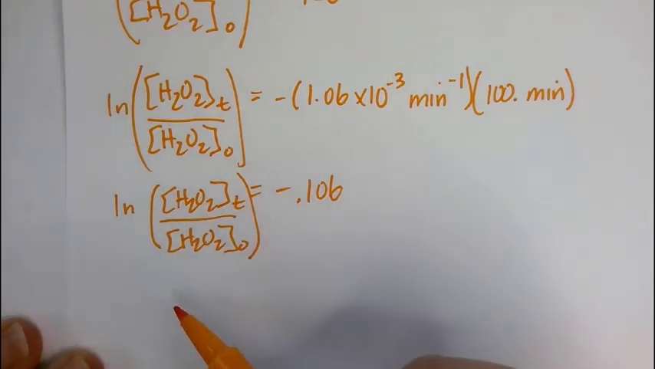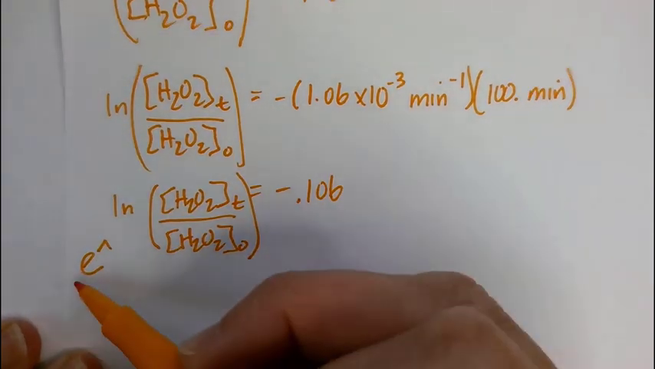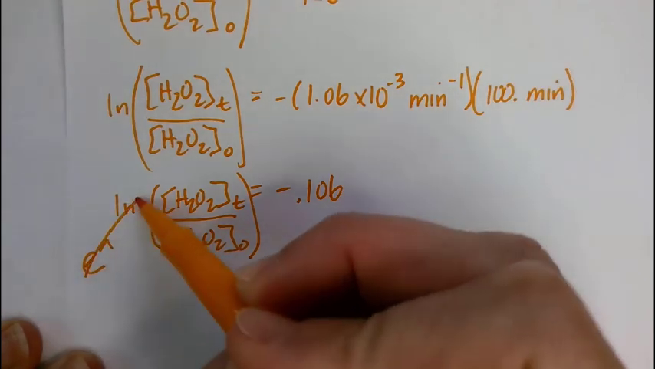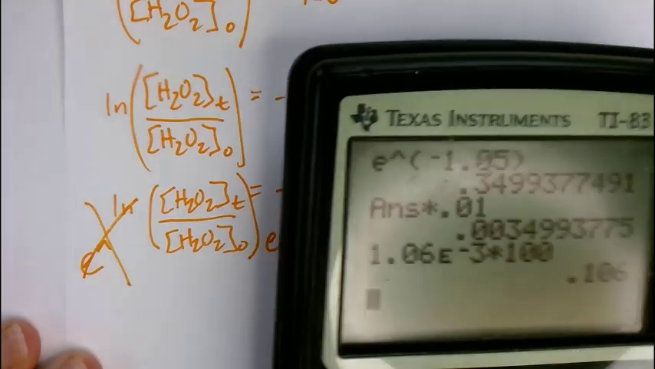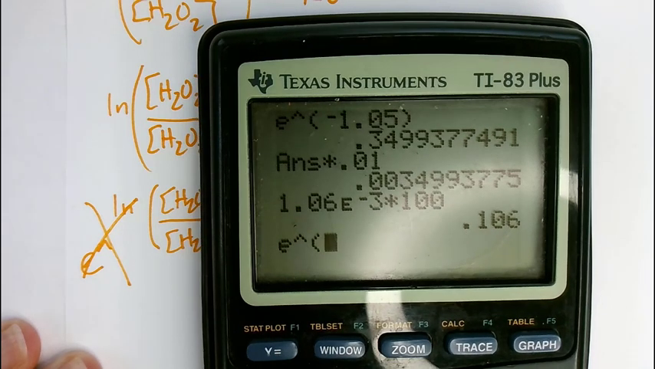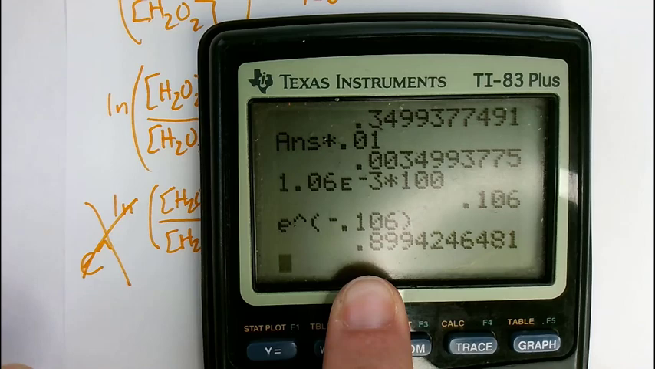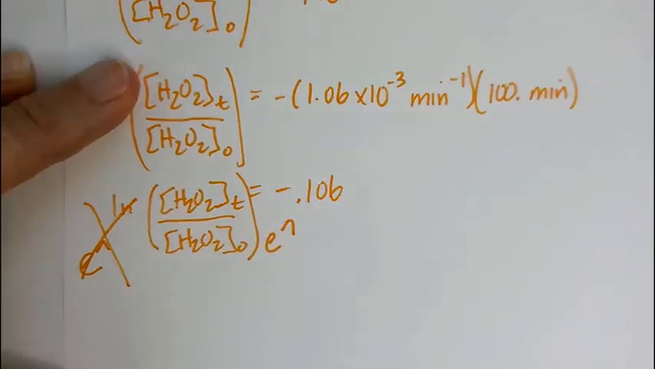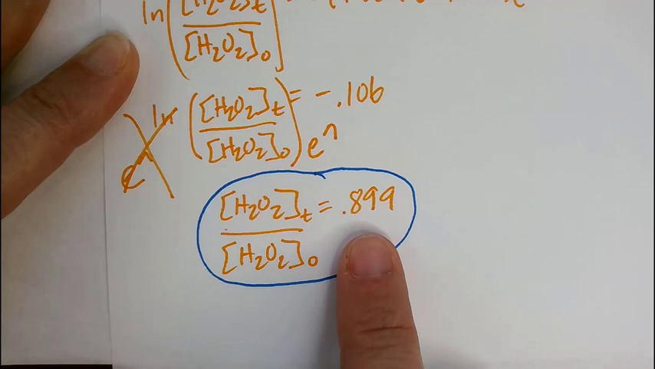So we want to get rid of this natural log. And we know to get rid of the natural log, we need to do the opposite of the natural log, which is e raised to the x. So I'm going to get rid of that, but I got to do the same thing on this side. So e raised to the negative 0.106. Let's do that. So I'm going to do second natural log to get that. Negative 0.106. So my fraction would be 0.899. That satisfies the first part of the question. It wants the fraction remaining after 100, and this is our fraction remaining.